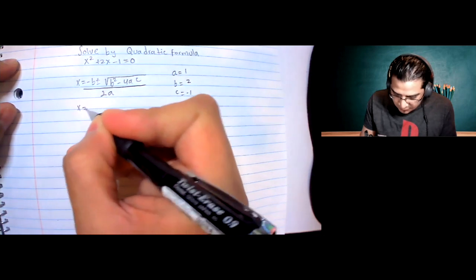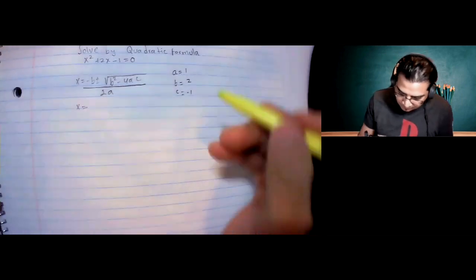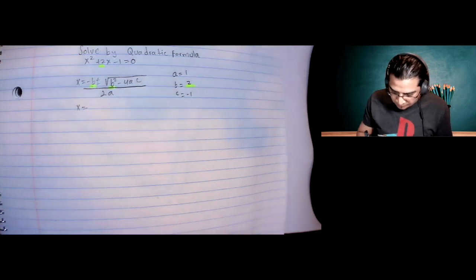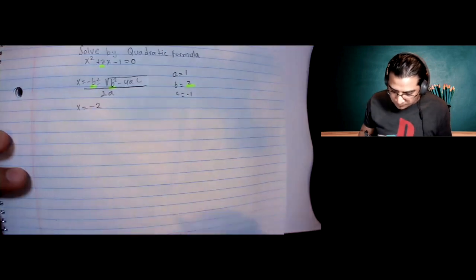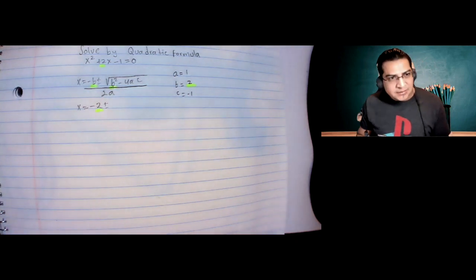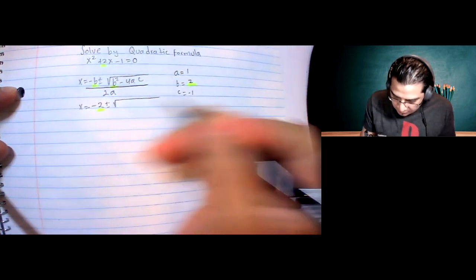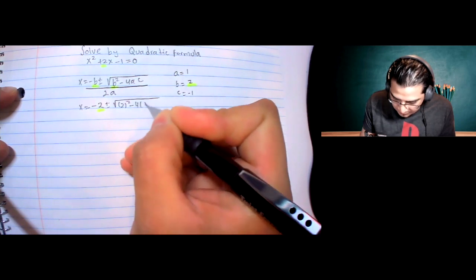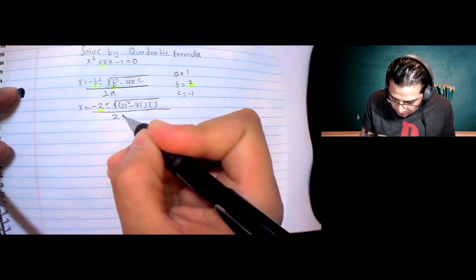So x equals -b, where b is 2 right here. I'll put some colors to let you know where that came from. So -b, in other words -2 in this case, plus or minus the square root of 2 squared minus 4 times a times c, all over 2 times 1.